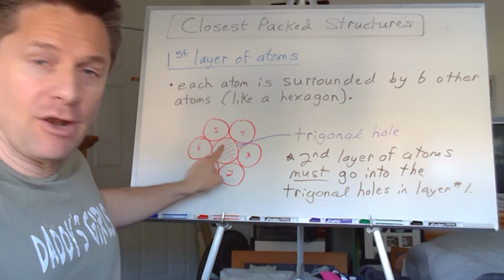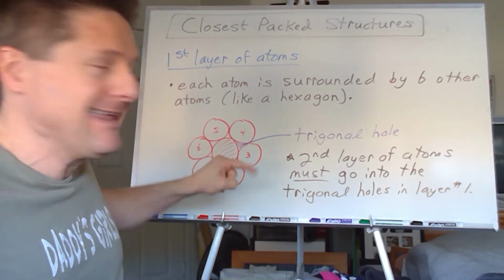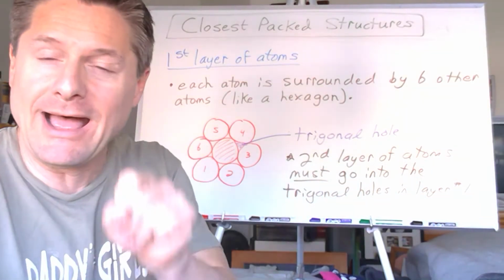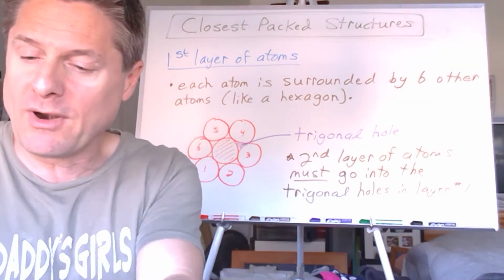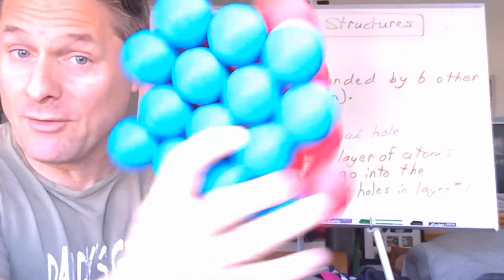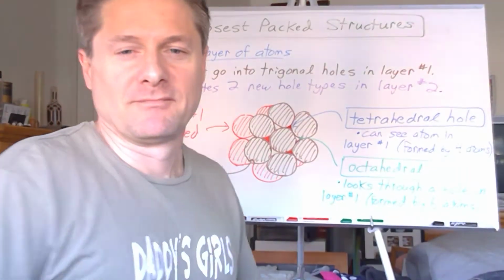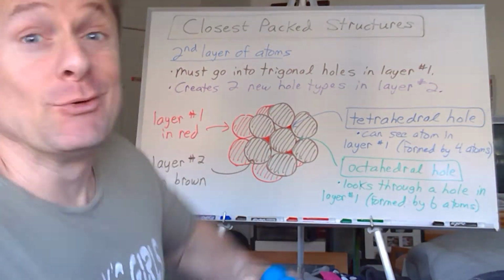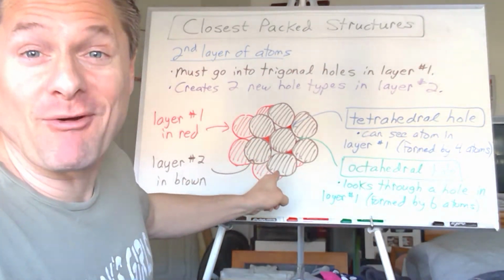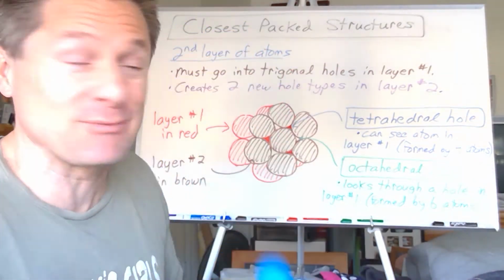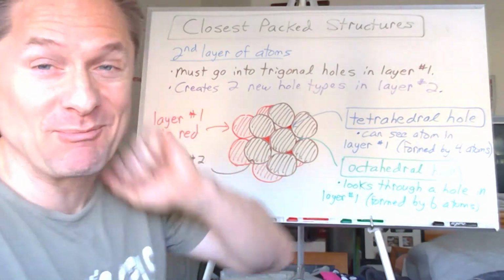I'm gonna make this a little bigger and I'm gonna put the second layer in those trigonal holes. And it's hard to see on a two-dimensional board. It'll be easier to see with the models, and I'll zoom in so you can see what I'm talking about. Layer number 2 took me forever. So it takes 2 seconds with a model and 10 minutes to draw on the board.